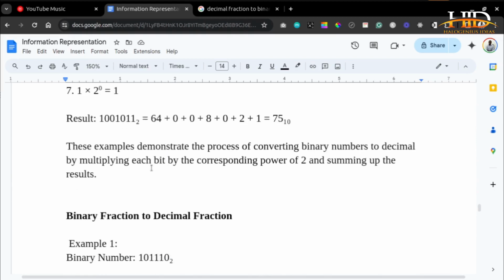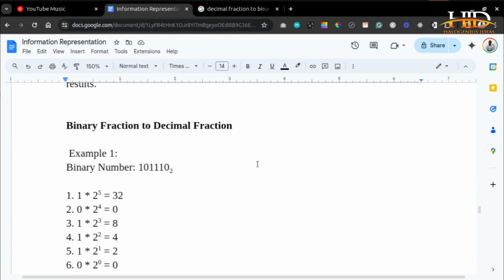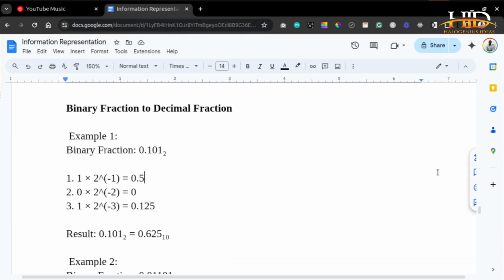So that is it. These examples demonstrate the process of converting binary numbers to decimal by multiplying each bit by the corresponding power of 2 and summing up the result. Up next, we're going to be talking about binary fraction to decimal fraction conversion.